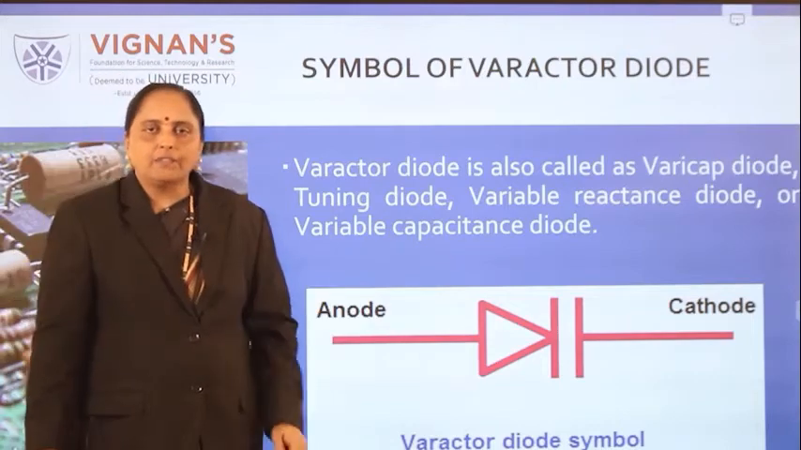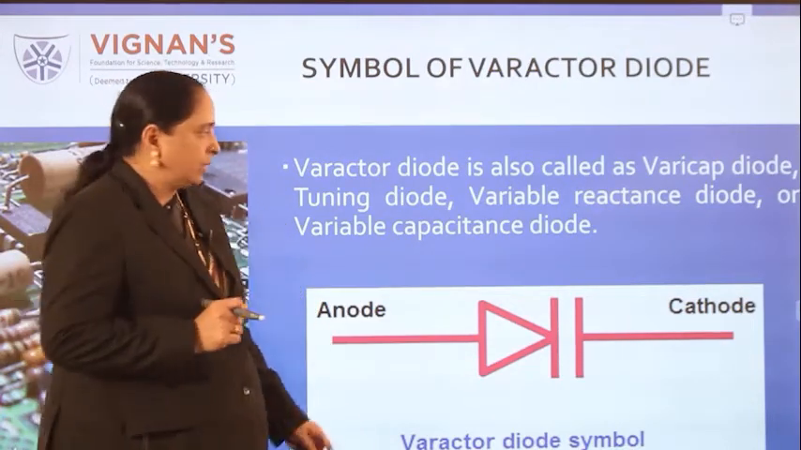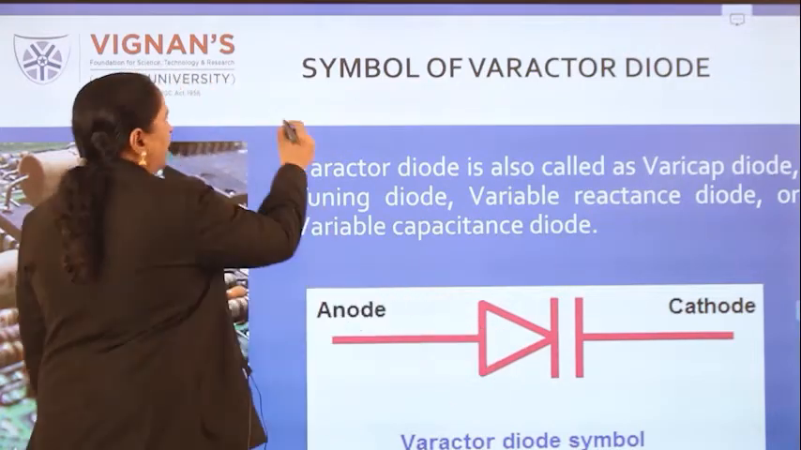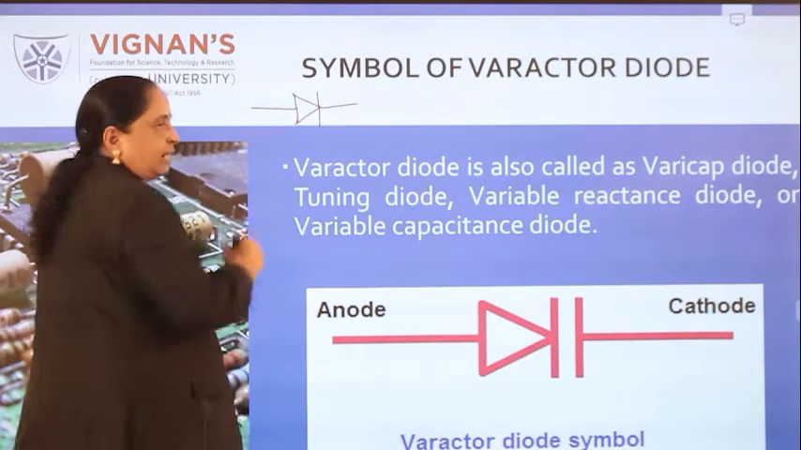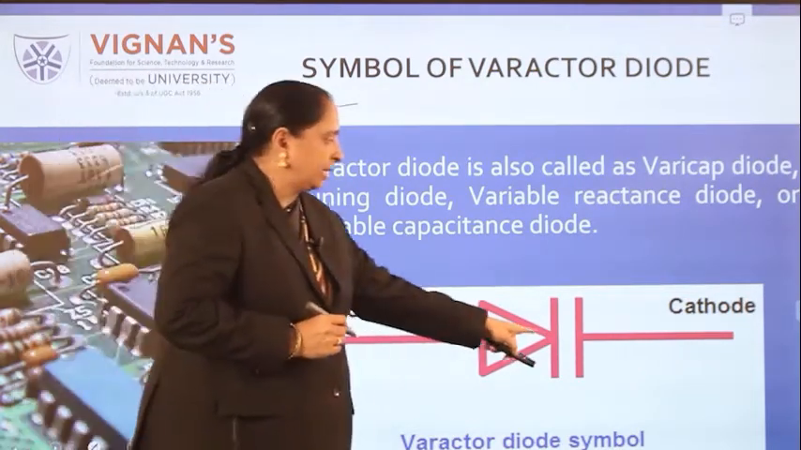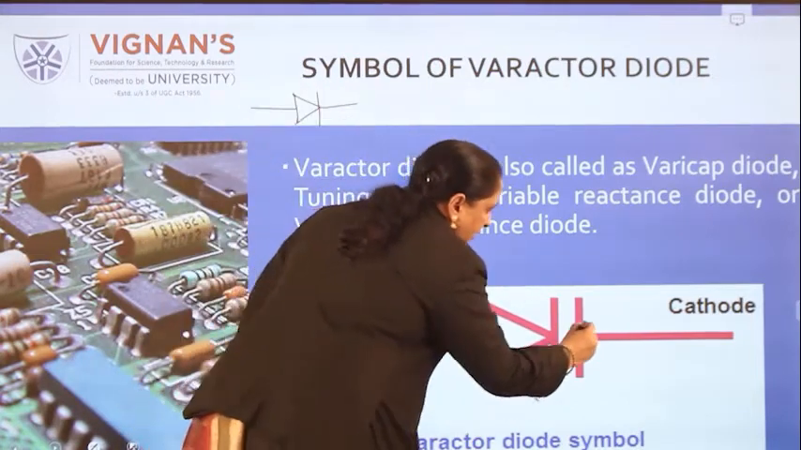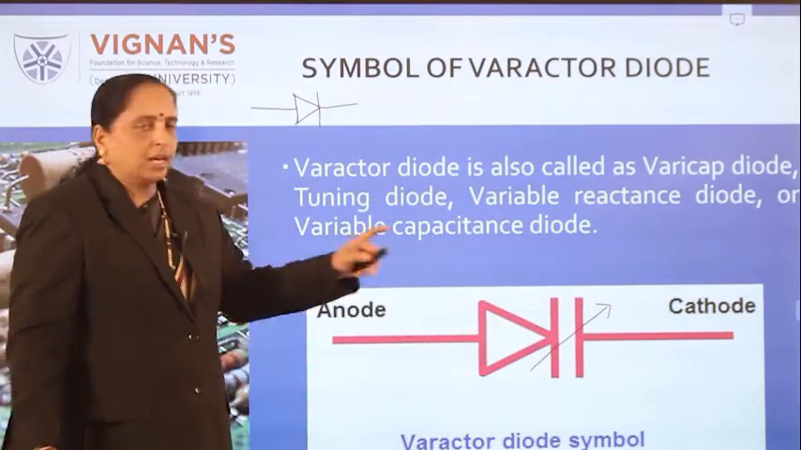This is the symbol of the varactor diode. Compared to an ordinary diode, we have changed the cathode construction. In a normal diode, the cathode is represented as a vertical line. Here the cathode is replaced with a capacitor, and you can also consider this as a variable capacitor. The same varactor diode can be drawn like this.